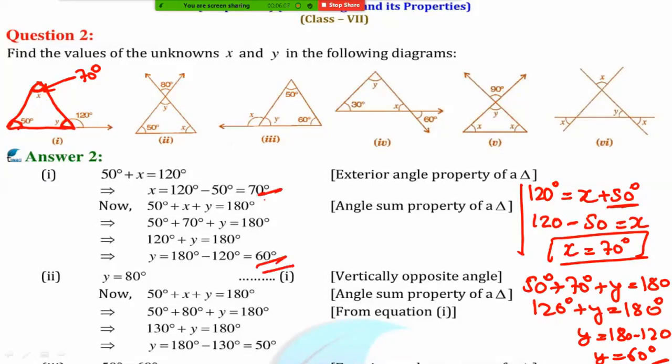So we can easily find the value of x and y. First, we have used the exterior angle property. Second, we have used the angle sum property.